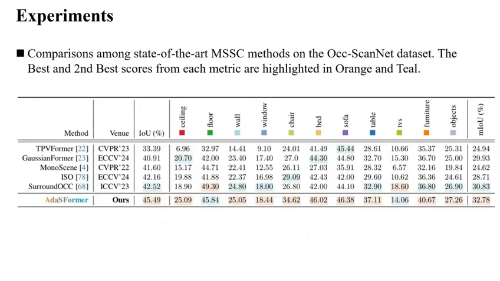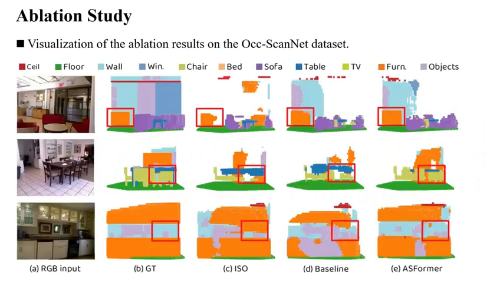On the large-scale Occ-ScanNet dataset, ADA-S-Former achieves the best overall mIoU, significantly outperforming TPVFormer, GaussianFormer, MonoScene, ISO, and SurroundOcc, with standout performance on categories including wall, chair, bed, and sofa, demonstrating superior generalization in complex, heavily occluded indoor scenes. Qualitative comparison shows that, benefiting from the ADA-S-Former, our method achieves a sufficiently large receptive field early in the network, effectively capturing global spatial structures. Compared with ISO and the baseline, ADA-S-Former produces more complete and semantically consistent 3D reconstructions, fully validating its superiority in handling complex indoor occlusions and spatial layouts.